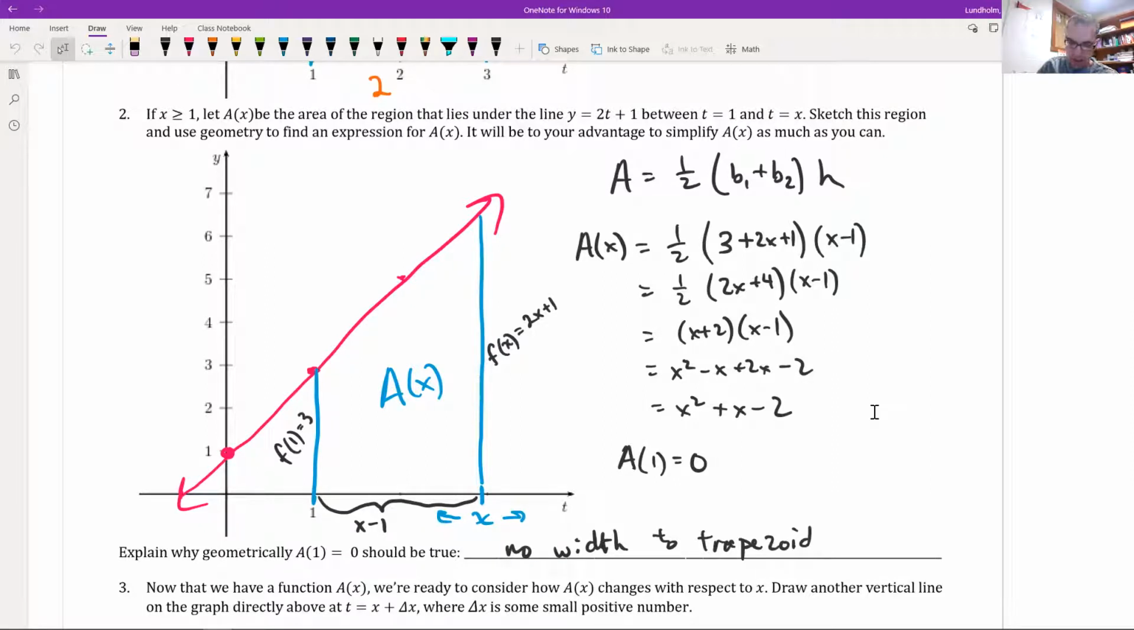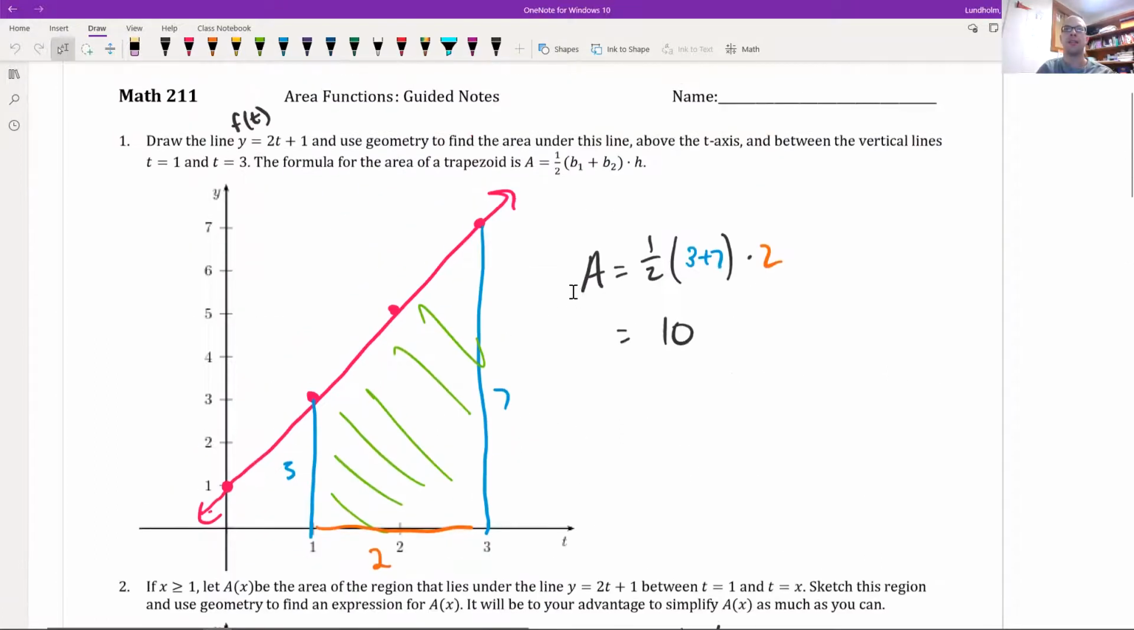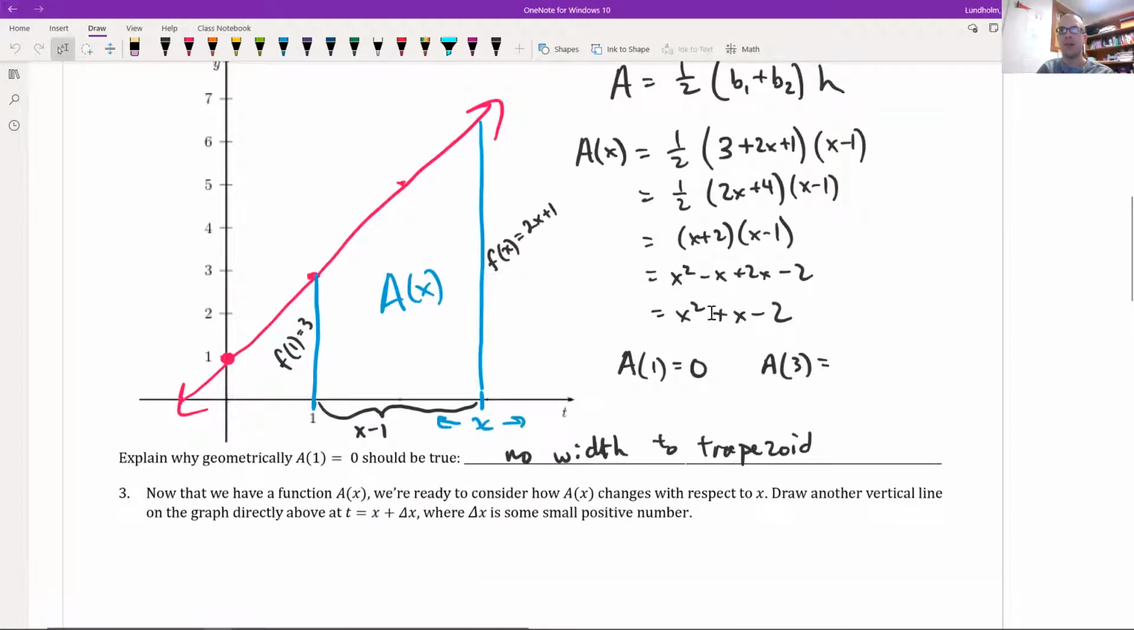And one of the things that we might want to check real quick is, is A of 3 equal to 10 that we found before? And if we put in 3 here, we'd get 9 plus 3, which is 12, minus 2. Things are looking promising. It looks like we've got a good area function here, with this slidable right boundary.